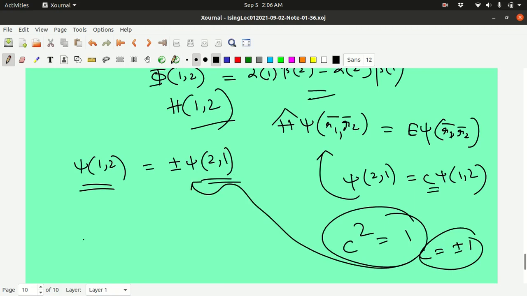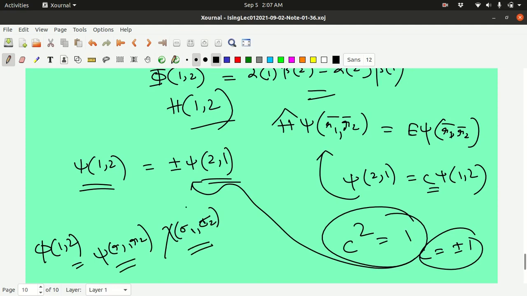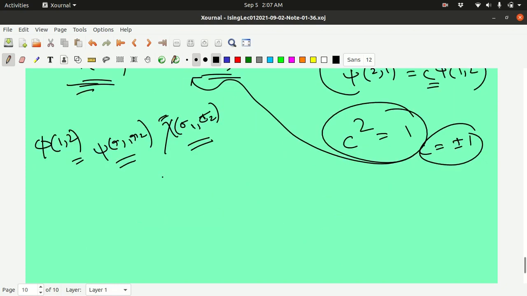This is consistent with the Pauli exclusion principle as well, and the complete wave function phi(1,2) will be equal to the psi(r1, r2), which is the spatial part, and the chi(sigma1, sigma2), which is the spin part. So that is basically the product of the space dependent and spin dependent functions. If this psi is symmetric, then this chi will be anti-symmetric, and vice versa.